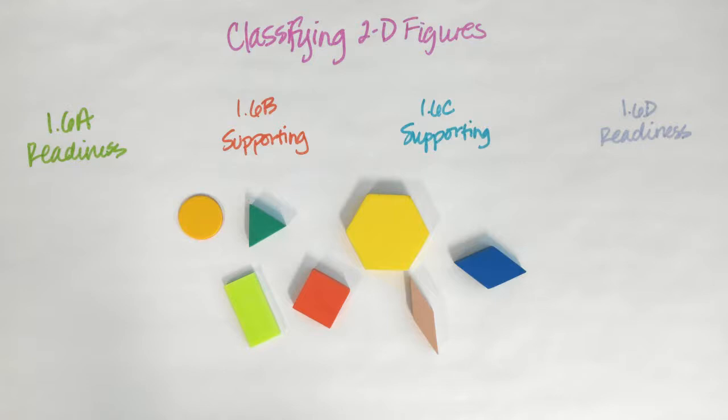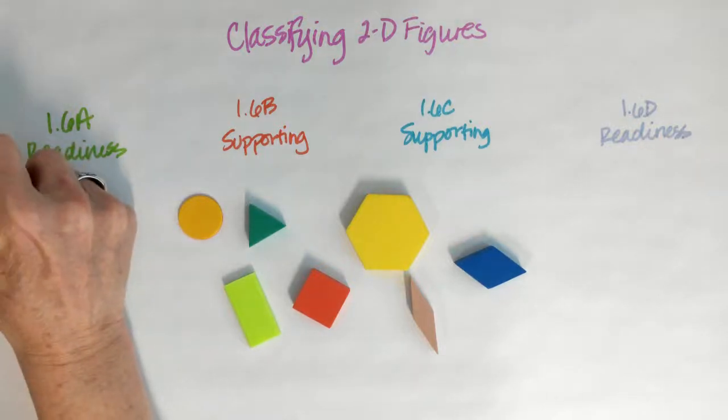We are going to spend some time talking about our classifying 2D figures unit. This unit has 2 readiness standards and 2 supporting standards, and we want to be really sure we know what students are coming from kindergarten with the knowledge of and what we are adding to that knowledge in first grade. So we're going to start with 1.6a, where students are expected to classify and sort regular and irregular 2D figures.